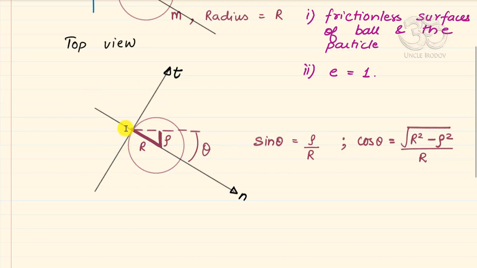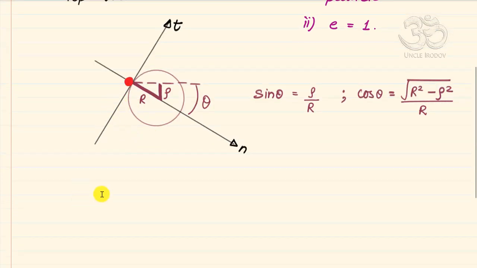Let's just have a look at the particle individually. What happens to the particle? If I were to draw the particle here, then you will see that any forces that the particle experiences are going to be along the n axis. There is no friction, so it's not going to experience any force along the t axis. If it does not experience any force along the t axis, then the particle's momentum along the t axis should be conserved. So that will help us to do something for the particle at least.